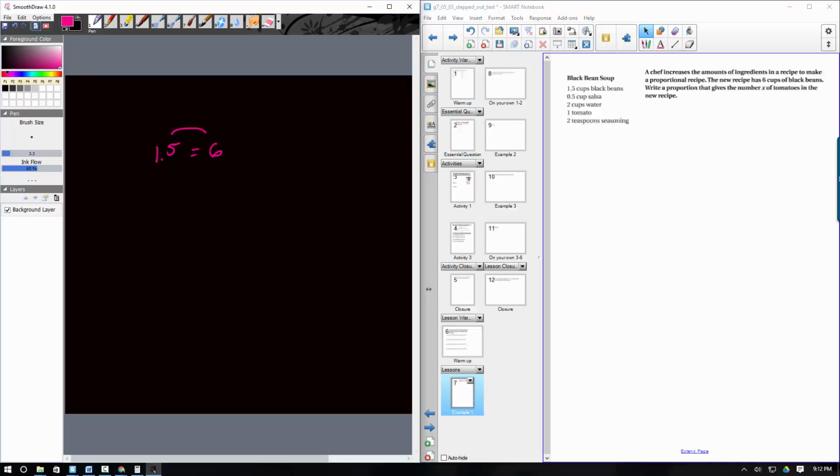Well, I can do this a couple of ways. I could take 6 divided by 1.5, and I get 4. So everything that I have here, I'm going to multiply by 4. And it says write a proportion that gives the number x of tomatoes in the new recipe. Well, I had 1 tomato before. So now it will be 4 times that. So I'll say 4 tomatoes, I guess, right? So that's what it will be.